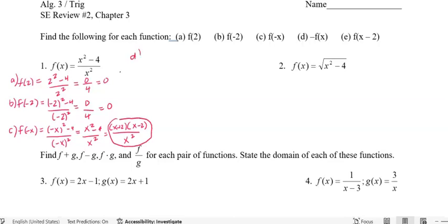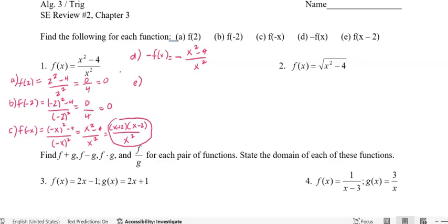All right, and then letter D, the opposite of f of x is basically taking, we need to take f of x and multiply it by negative 1. And so that's just basically making this entire fraction become negative. So there's your answer for letter D.